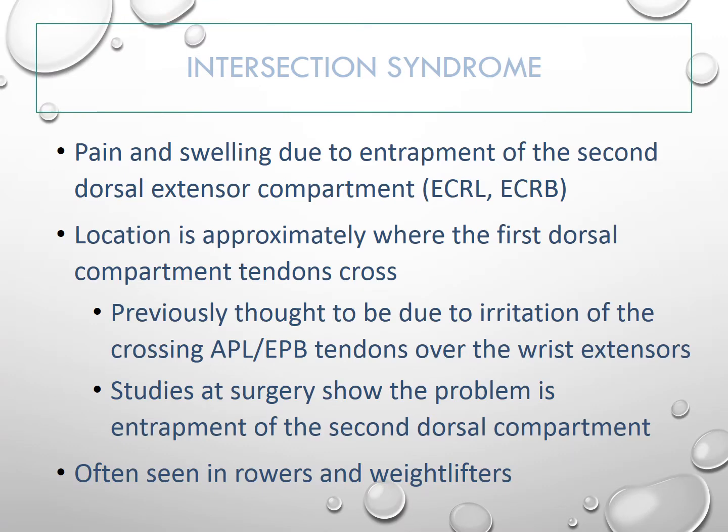Intersection syndrome is pain and swelling due to entrapment of the second dorsal extensor compartment. It's approximately where the first dorsal extensor compartment crosses the second extensor compartment. It was previously thought to be due to an irritation of the first crossing over the second. However, now studies have shown that it's just entrapment of the second compartment. It's often seen in rowers and weightlifters.